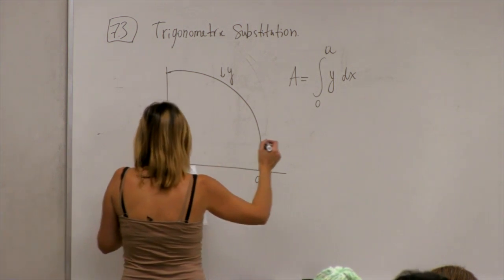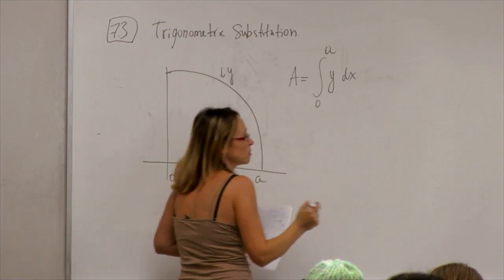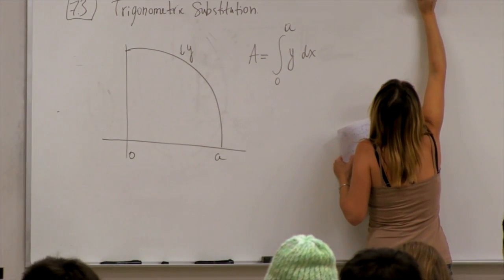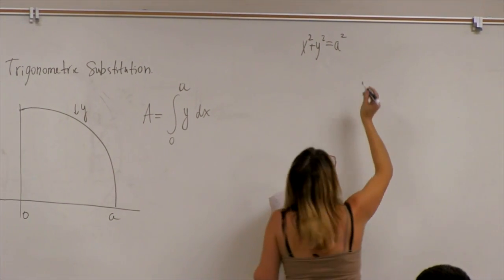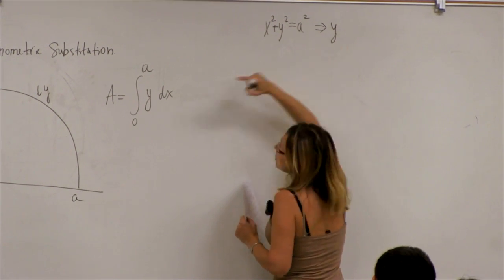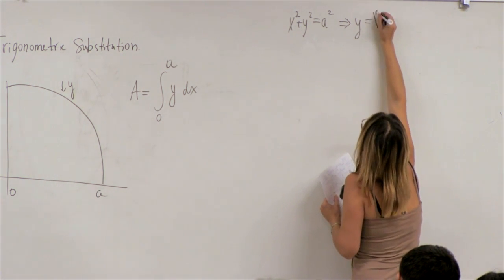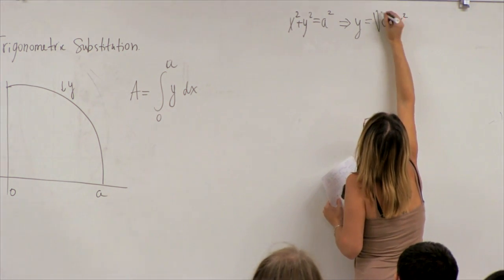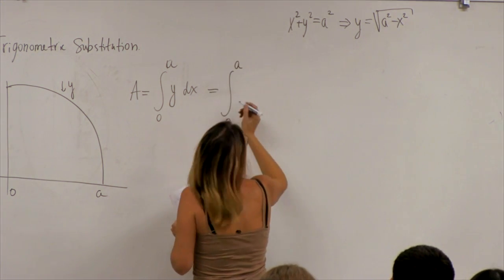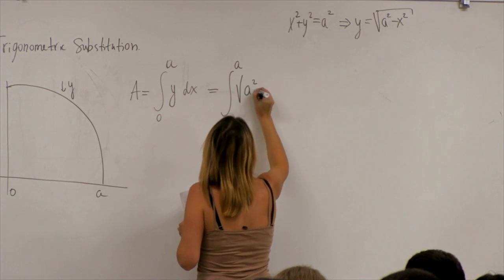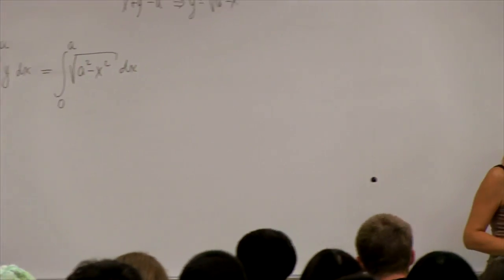So how can we express this curve as a function of x? Well, we know that x squared plus y squared equals a squared because it's a circle. And we can solve it for y because we're in a positive quadrant. We have no doubt about the sign of y. It's positive. So this is the square root of a squared minus x squared, right? So my formula for the area becomes the following definite integral. Okay. So this is what I need to evaluate.